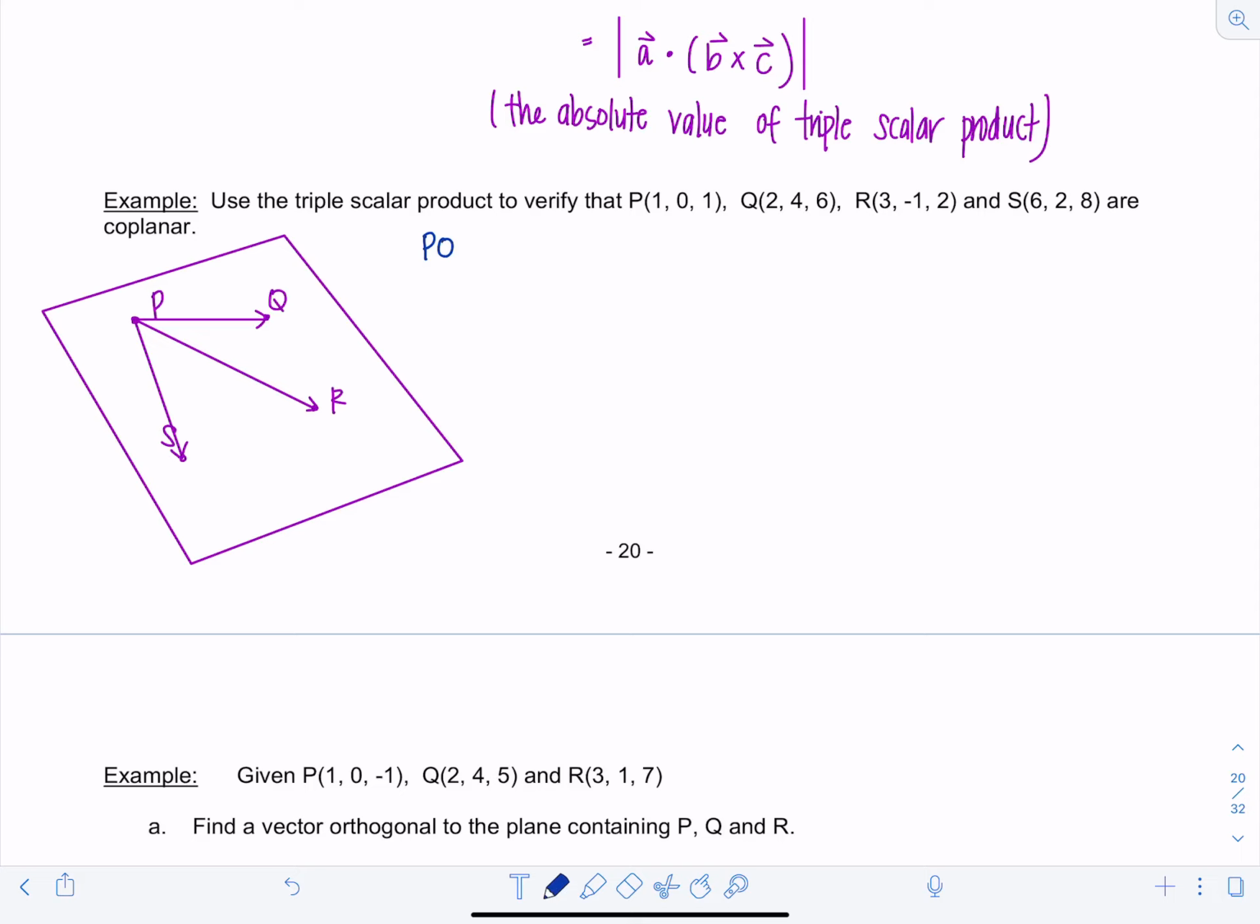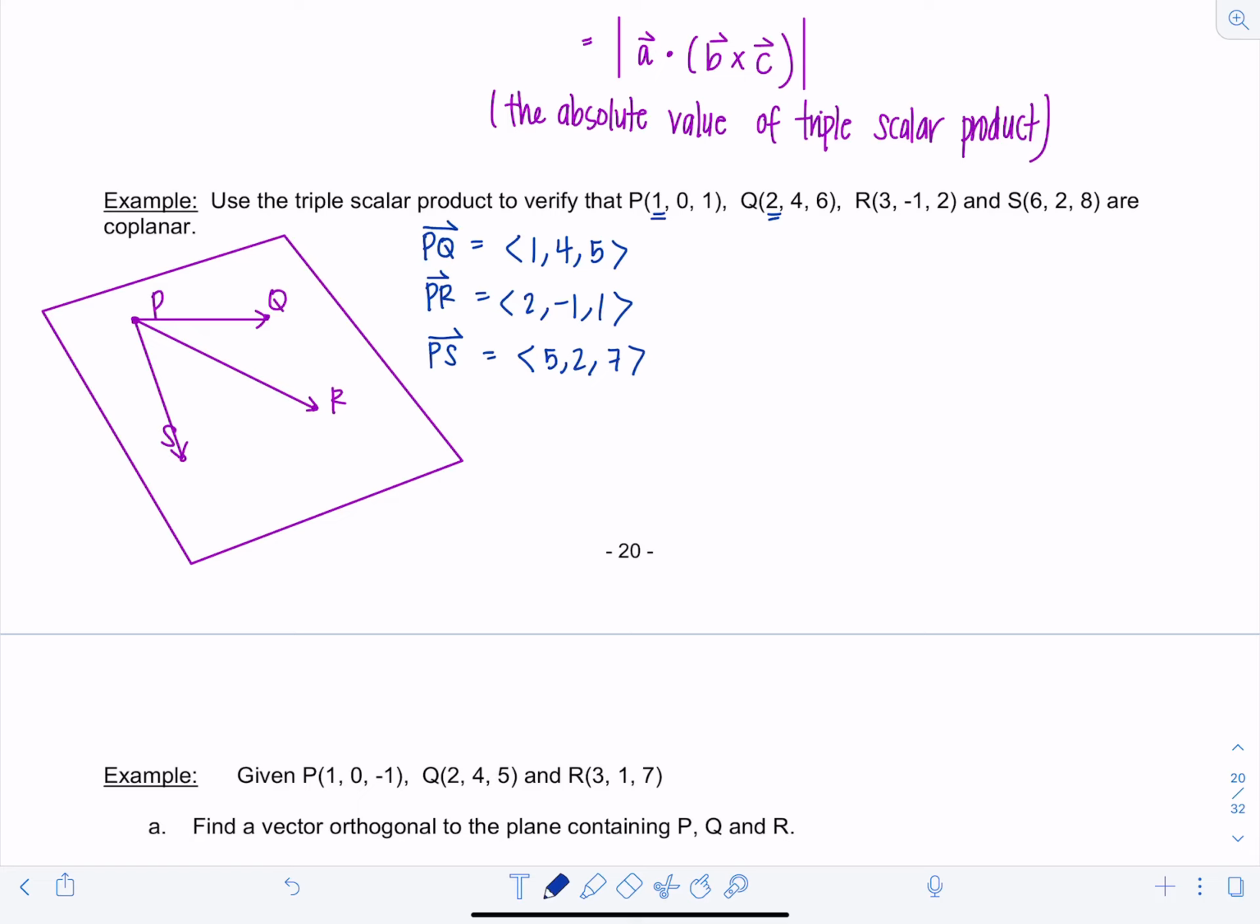So PQ is going to be, remember, 2 minus 1, so that's 1, 4, 5. And then similarly, PR is going to be 2, -1, 1. And then PS is going to be 5, 2, 7. Okay, and in this case, the order doesn't matter because we're going to take the absolute value at the end anyways.